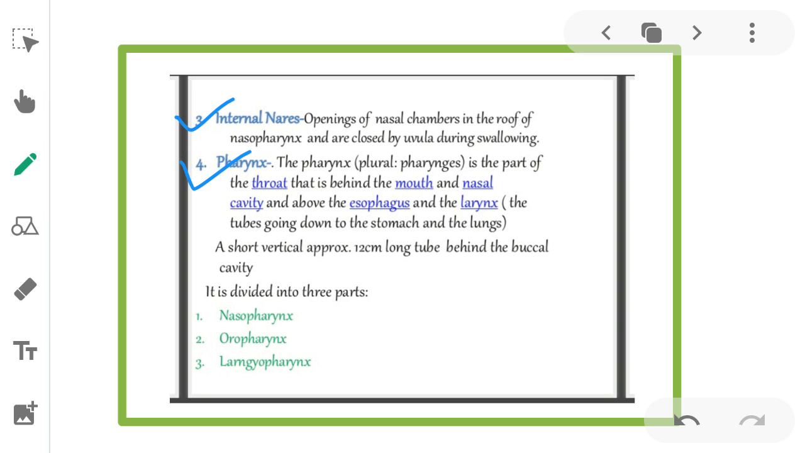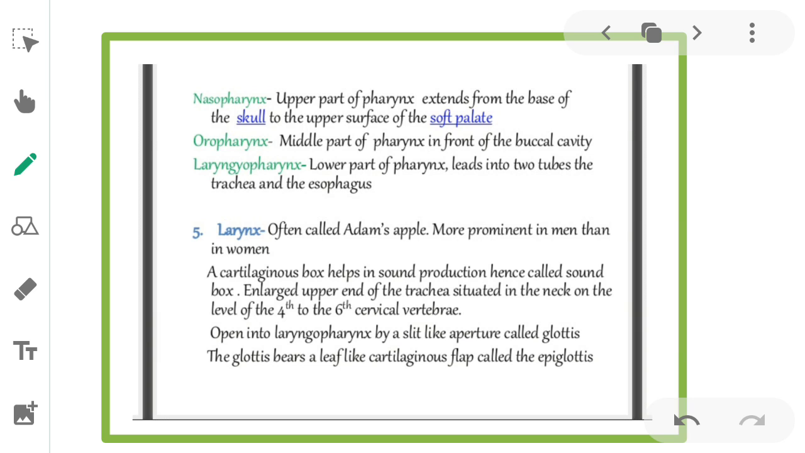Here, the pharynx is divided into three parts. First one, nasopharynx, second one, oropharynx, third one, laryngopharynx. Now we'll study about these three parts of the pharynx. Nasopharynx is the upper part of the pharynx which extends from the base of the skull to the upper surface of the soft palate.